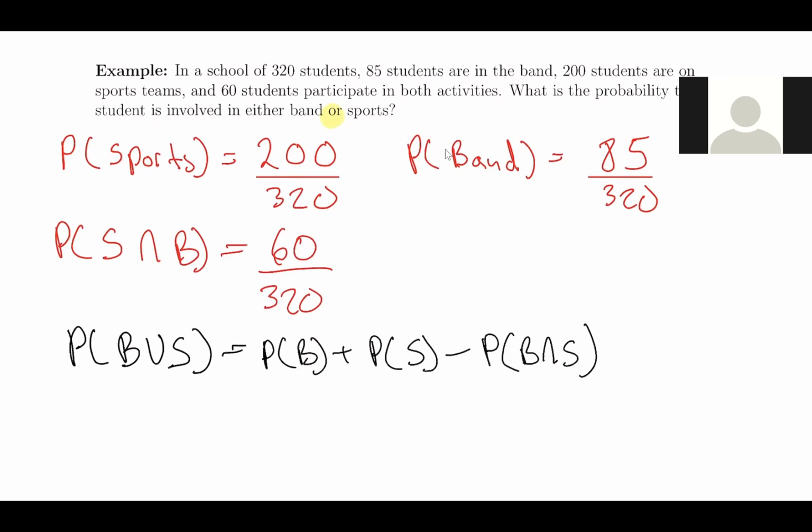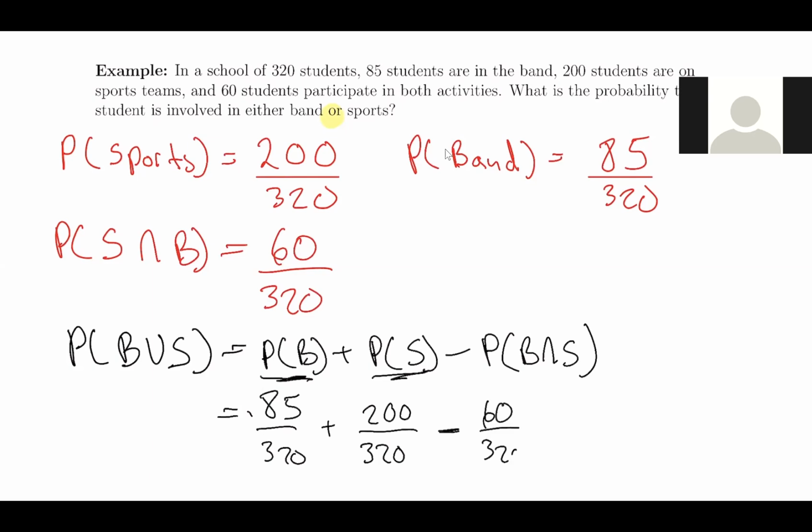So all I'm going to do now is just substitute everything that we found. We found that for a band, they're 85 out of 320. For a sports team, it will just be 200 out of 320. And then you subtract however many students you have that are in band and a sports team, which is 60 out of 320.